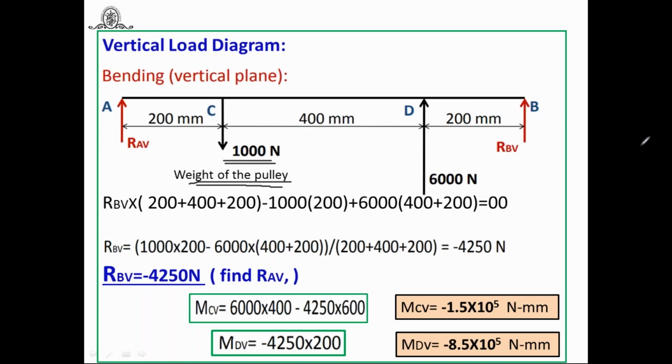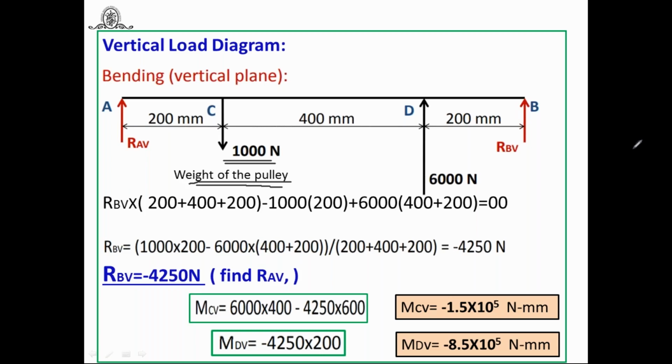Now let us solve the next step. First step, what we have done? We have calculated the torsional moment. Now our target is to find out the bending moment. And how to find out this bending moment? So what we have to do?